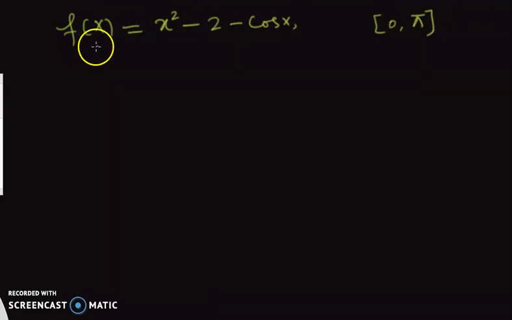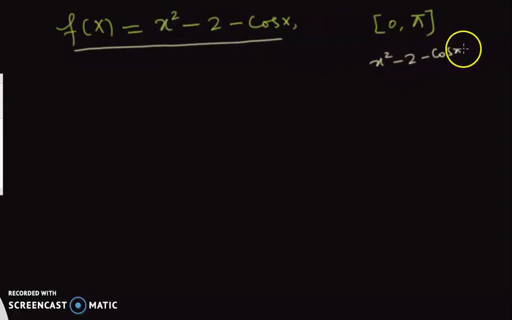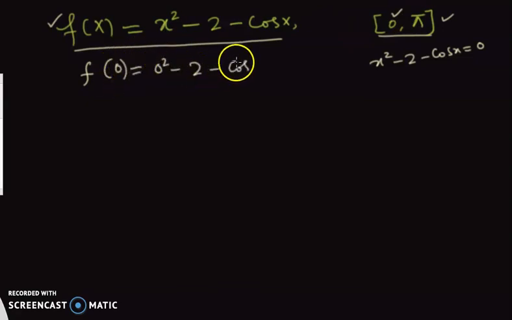I'm given another function f of x equal to x square minus 2 minus cos x, and I want to see whether there is a root of this equation on this interval or not. In other words, I want to see whether there is a 0 of this function on this interval. So I'll simply apply the result that we have recently seen. Let's compute f of 0. f of 0 is going to be 0 square minus 2 minus cos of 0. You all know that cos of 0 is 1, so this is minus 3.